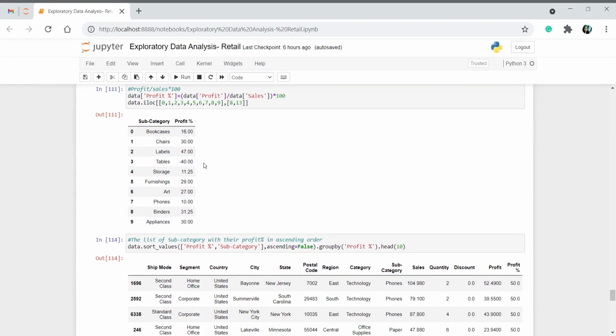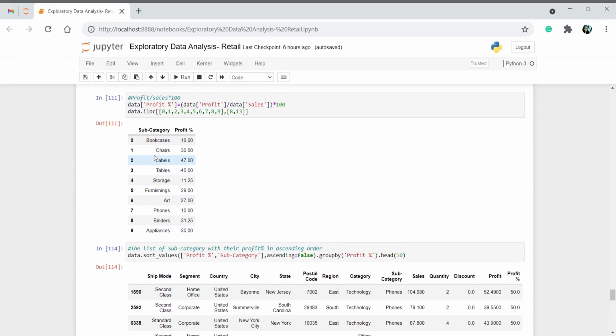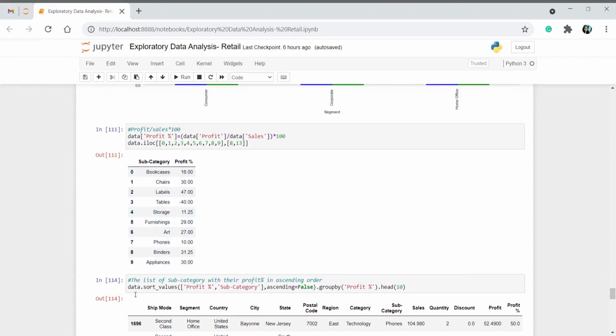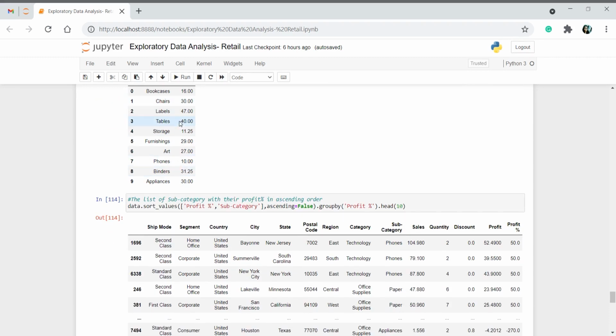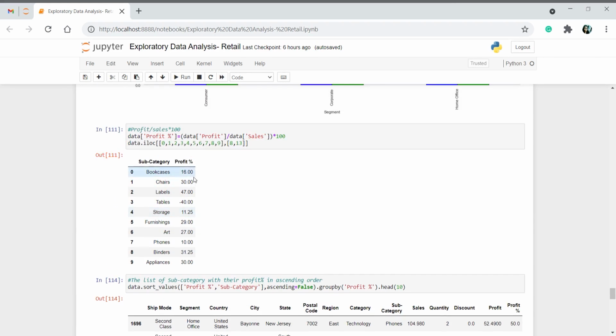Here we are actually trying to find out which of these products from 10 examples can give the maximum amount of profit percentage, and profit percentage can be found out through this formula. And here, labels from these 10 examples give the most profit.